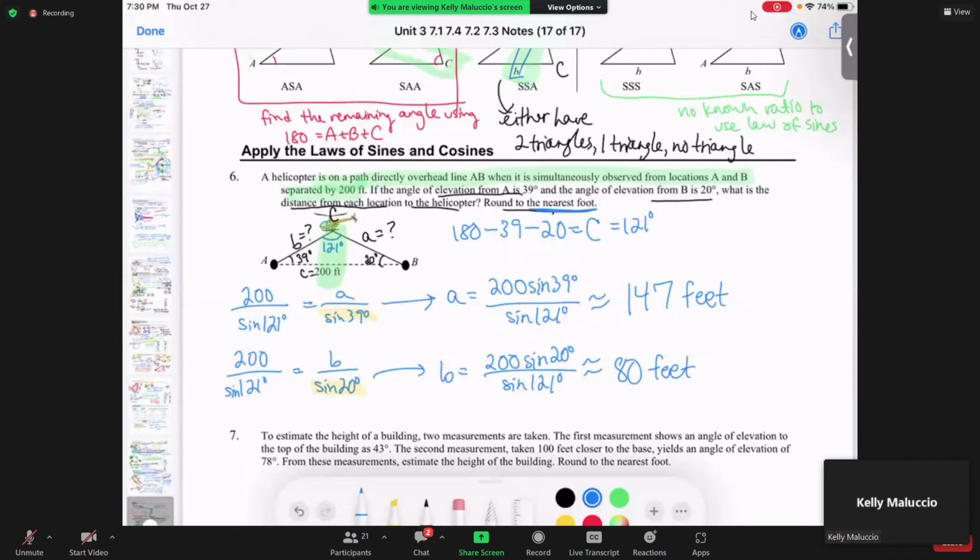So that just means that whoever's at A and whoever's at B, this is the distance they are from the helicopter. Or was it a helicopter? Yeah, it is. Okay, cool. Haven't totally lost my mind here.